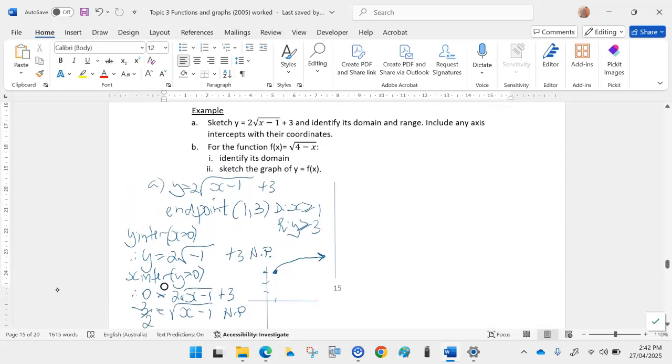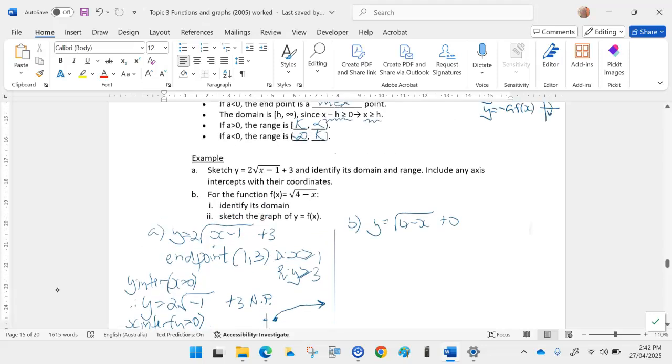Part B says this: for the function f(x) is equal to the square root of 4 minus x, identify its domain, sketch the graph y is equal to f(x). So they don't want range, just want domain. That's sad. Okay, so we've got y is equal to the square root of 4 minus x. I'm just going to slap a plus 0 in there. It doesn't change it, but it will help us work out what the endpoint would be.